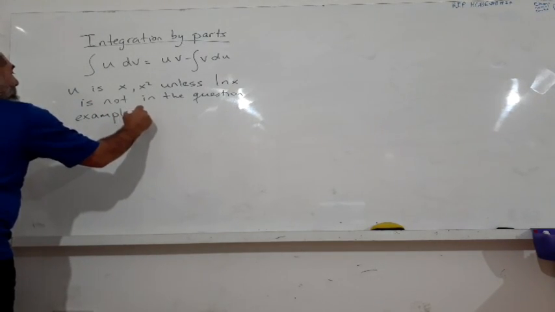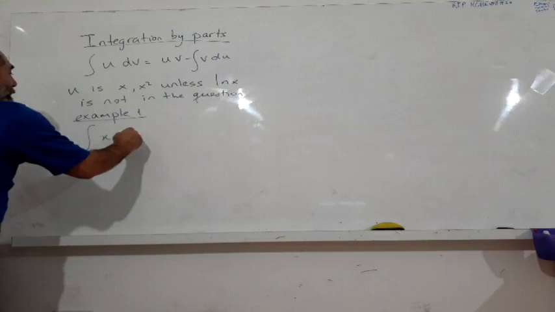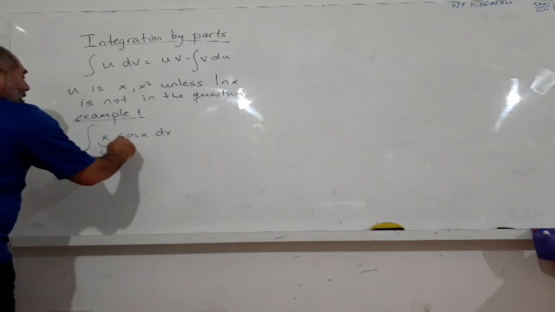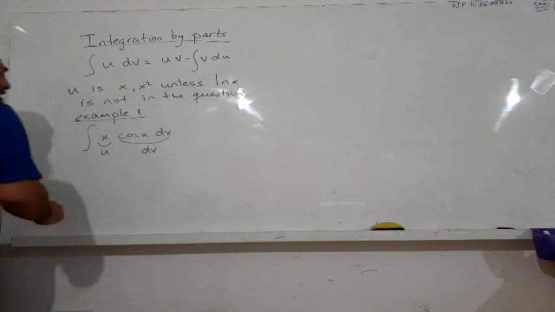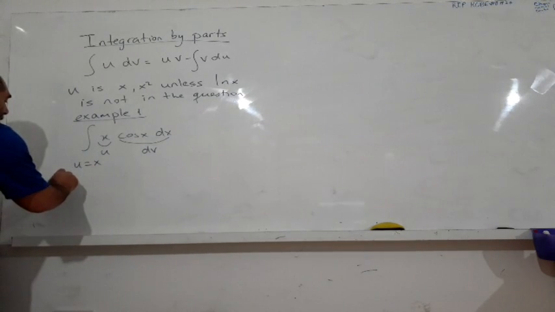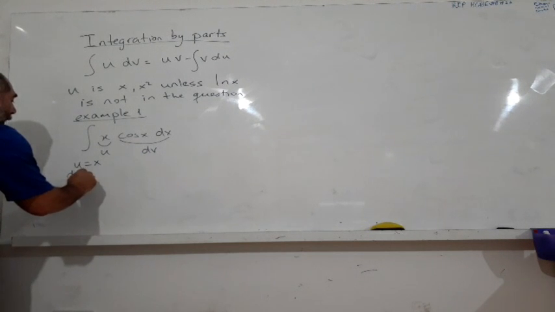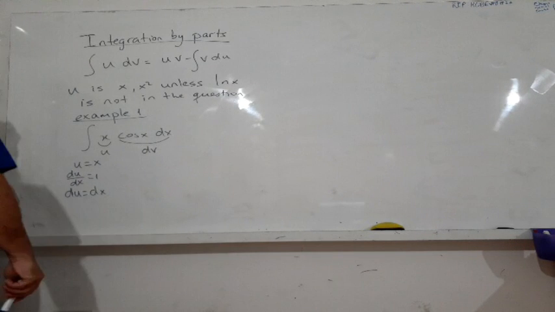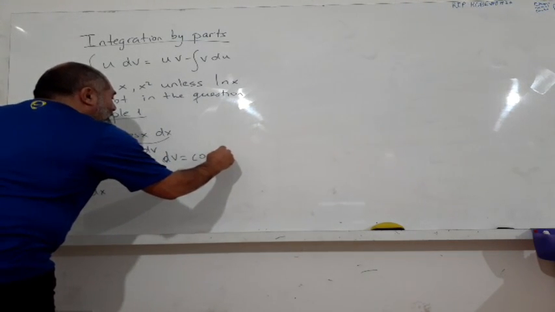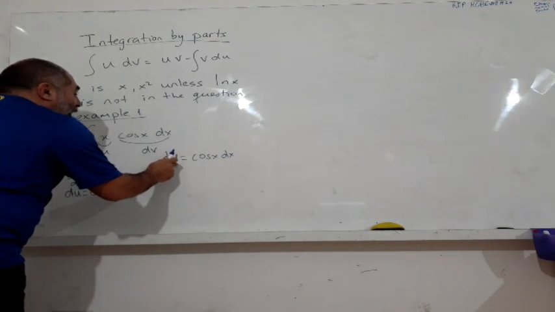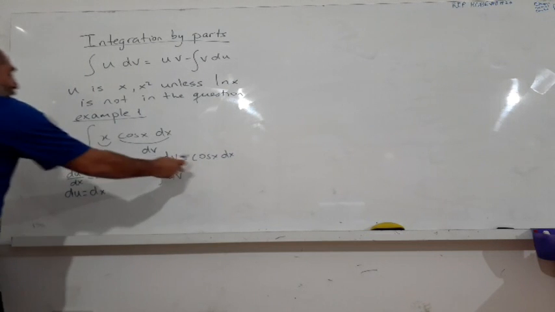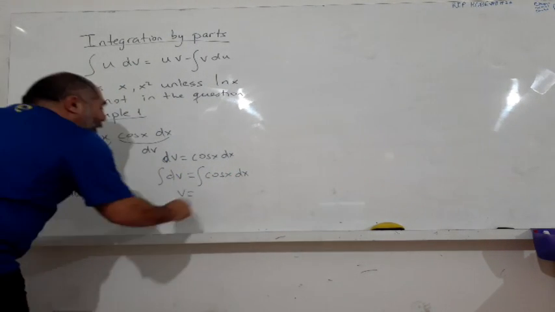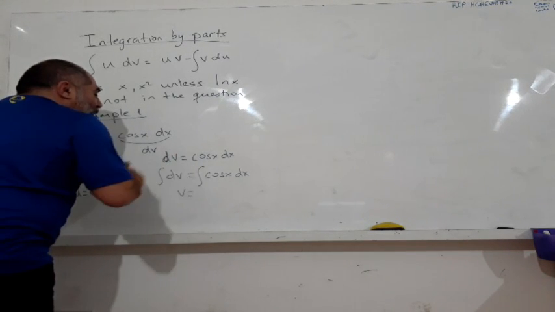x cosine x dx. If x is there, u is x, so cosine x dx is going to be dv. U is x, du dx is going to be 1, derivative of x is 1, so du is equal to dx. If dv is cos x dx, we have to find v. So take the integration of dv, it is going to be v, and so we have to take the integration of cosine dx. So v is going to be integration of cosine x, which is sine x.